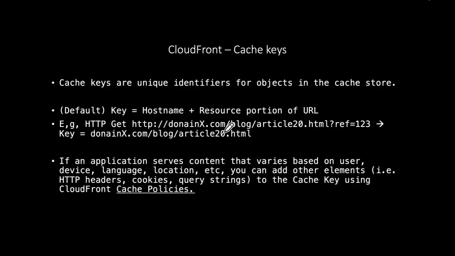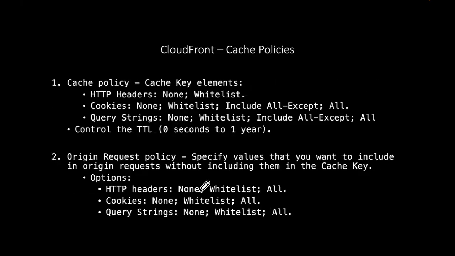So that's the default cache key structure. But you can control that though. You can configure it, and you configure it by what are called caching policies. There are two caching policies that you have control over. One is called just the cache policy. That's the one that controls the cache key. There's also a policy called the origin request policy. I'll come on to that in a second.